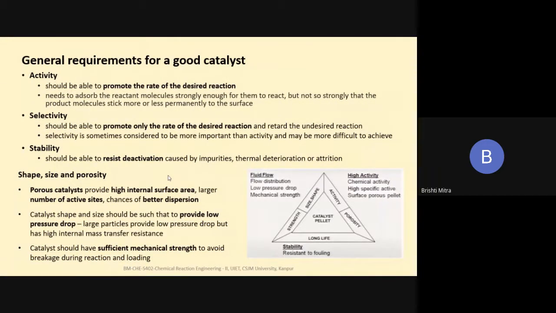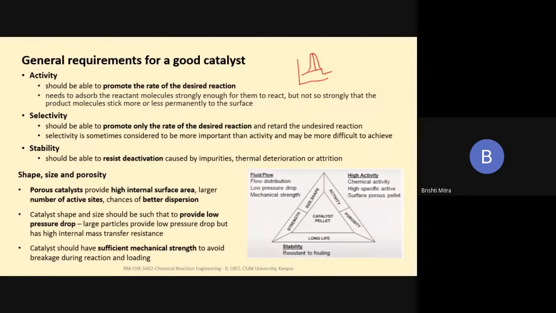So let us see what it is. The first thing we talk about is activity. When we talk about the activity of a catalyst, we say it should be able to promote the rate of a desired reaction. If I look at the energy profile of a reaction, the activation energy between here and here should go down when you are using a catalytic reaction. That means it should be able to improve the desired reaction.